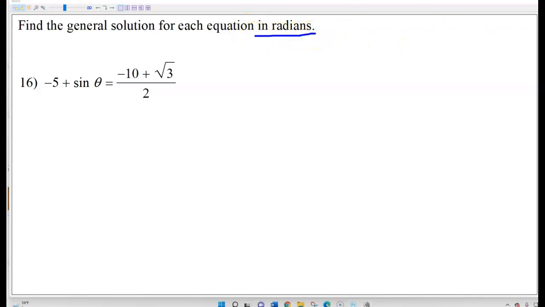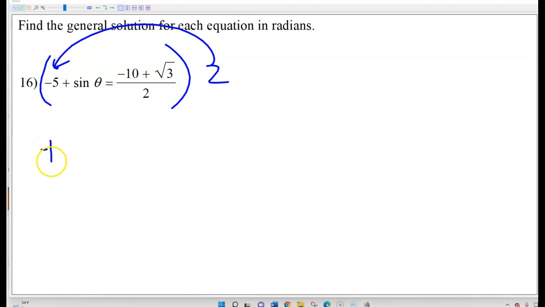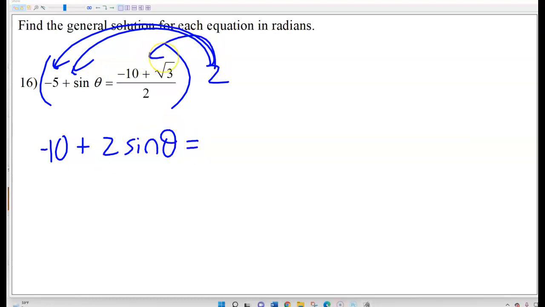So let's see. The first few steps aren't going to be that different. So let's do the first few steps and then we'll see where the difference comes in. So once again here, we're dealing with fractions, and we've talked about how to deal with that before. The way we handle those fractions is we multiply everything by the denominator, right? So we multiply that, and we get negative 10. Multiply that, and we get 2 sine theta. And then multiplying this, if you multiply this whole thing here by 2, the 2's cancel, and you're just left with negative 10 plus the square root of 3.